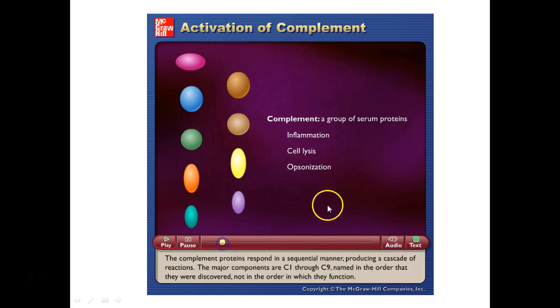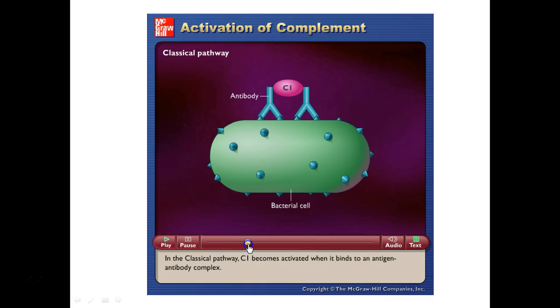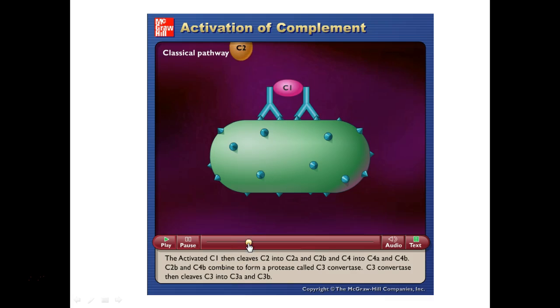I just want to. So again, the important things that we've already talked about, right? What's going to happen when these guys get activated? We're going to get inflammation. We may even get cell lysis, right? We may even get opsonization. So this, as I said, is the classical pathway.